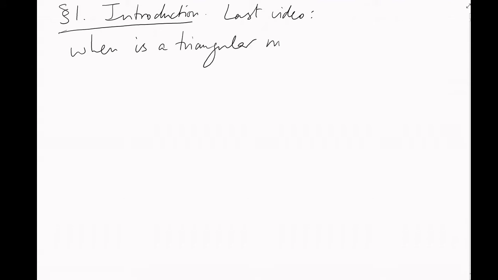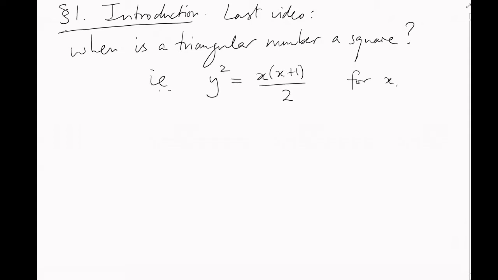Section 1. Introduction. In the previous video we answered the question, when is a triangular number also a square? That is, we solved the equation y squared equals x times (x plus 1) over 2 for positive integers x and y. Our solution went as follows.